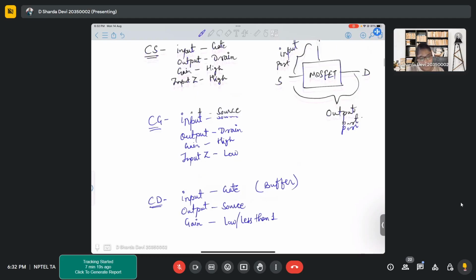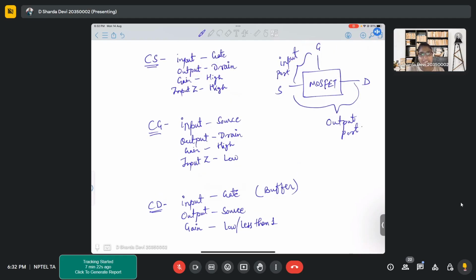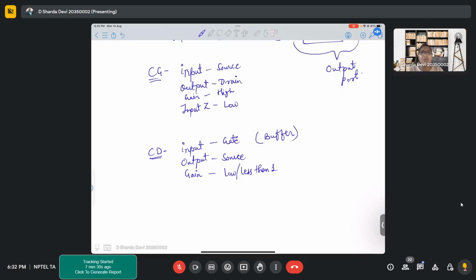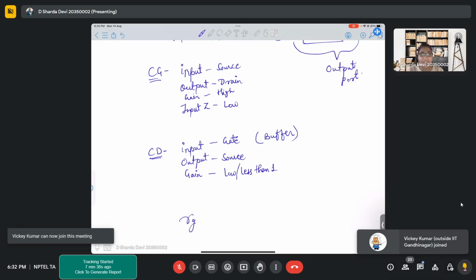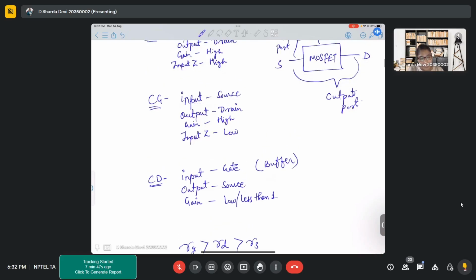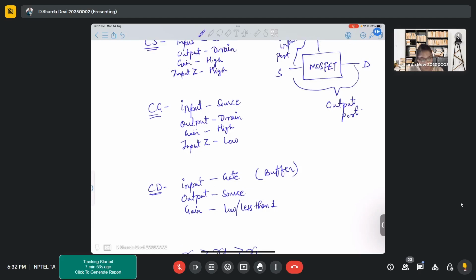And if you observe very carefully, in both the configurations of CS and CG, the output node is drain. And when we talk about the range of impedances, the impedance flow is like RG, that is gate impedance is highest compared to RD, then RS. This is how the impedances look like in a MOSFET. So if you observe very carefully in CD, your output is from source.